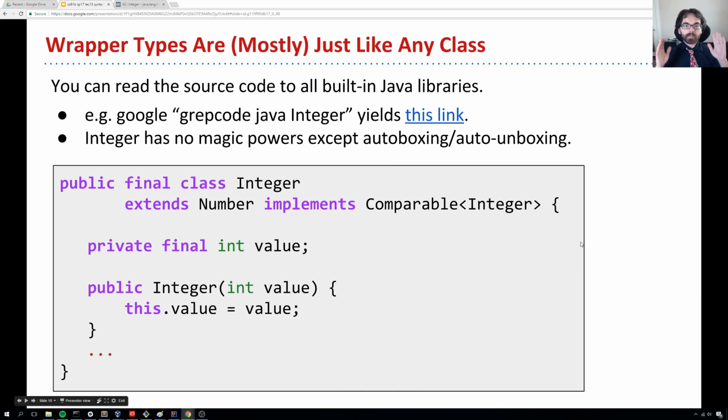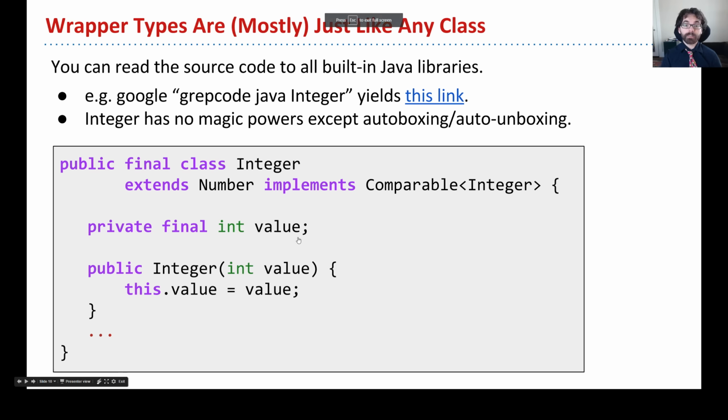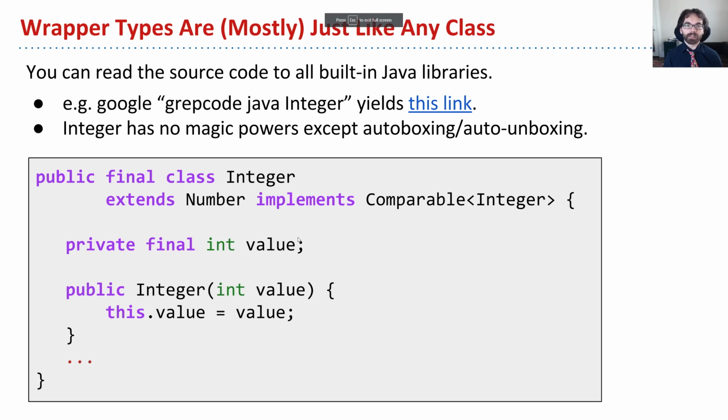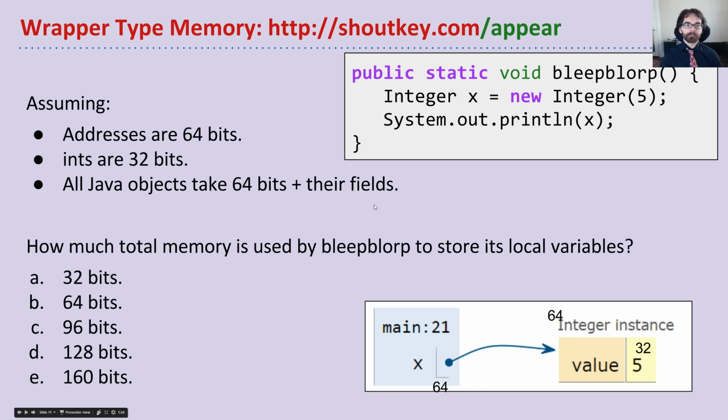Okay, so the only thing that's special about the Integer class, capital I Integer, that is different from what you can build in Java is autoboxing and unboxing. You cannot change the behavior of Java in a way that will allow you to do something like autoboxing, but other than that single superpower of Integer, it's just like any other class.